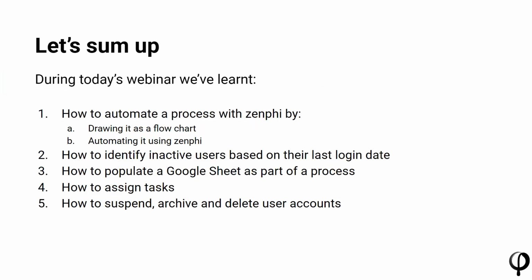Jumping back into the slides, in summing up, what we've learned today is how we can quickly turn a process flowchart into an automated process using Zenphi. We've used the Google directory to search for and identify inactive user accounts. We've created a Google Sheet and populated it with the report results. We've used Zenphi tasks to assign review tasks to managers, and we've been able to suspend, archive, and delete user accounts.